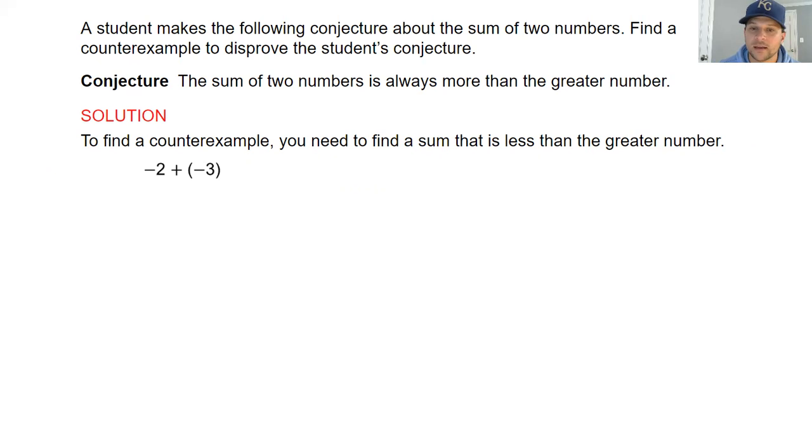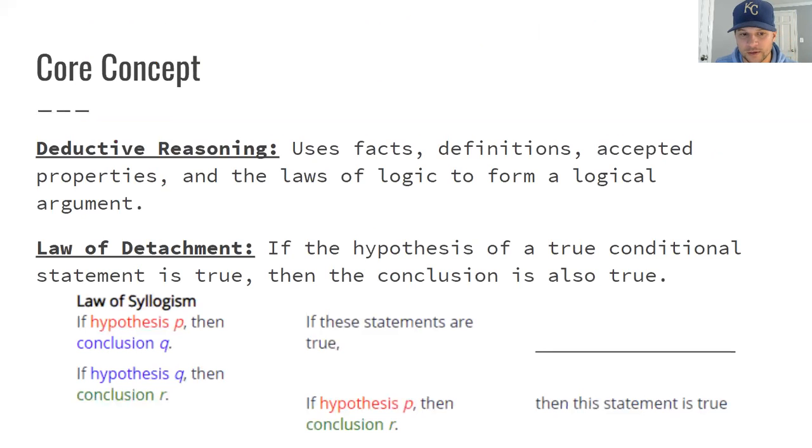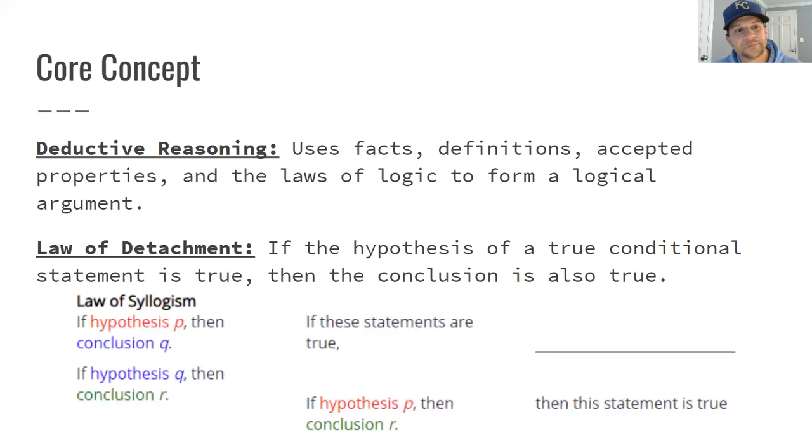When you add -2 and -3, you get -5. Now, yes, just the 5 is greater than the greater number, which is just 3. However, on negatives, it's opposite, where the bigger the number for negative, the less it actually is. So -5 is actually less than -2 and -3. So your counterexample to prove this conjecture false is -5 is not greater than -2.